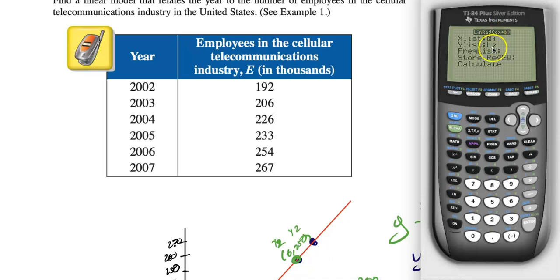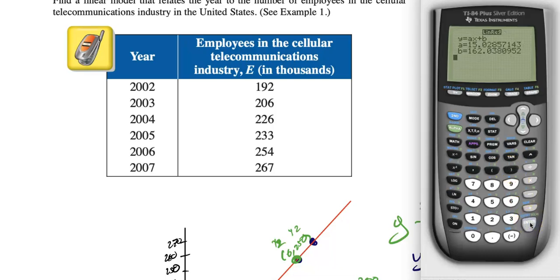So it says L1, L2. Frequency list, we do not have a frequency list. Sometimes this is a frequency. We don't have that. Store regression equation. So you actually store it. It's like a pro move. So we're going to do this real quick. You don't have to. Actually, let's not do it, and I'll show you what happens if we do it. And then just calculate, right? So it's going to say, hey, that's your L1, that's your L2, that's my X and Y. And then there's no frequency, so leave that blank. And then we're going to calculate.